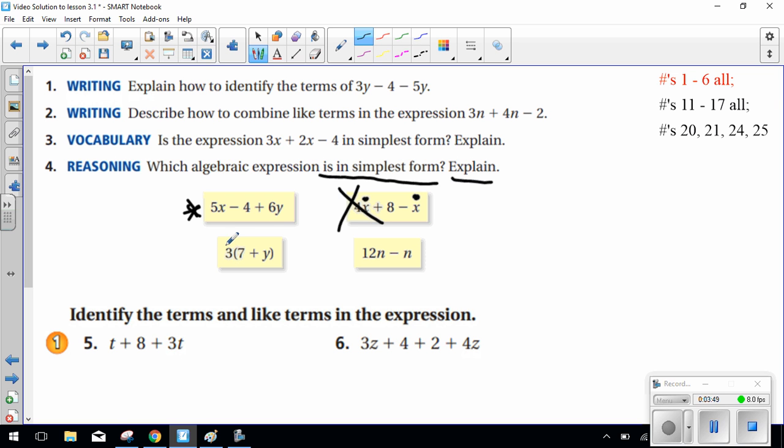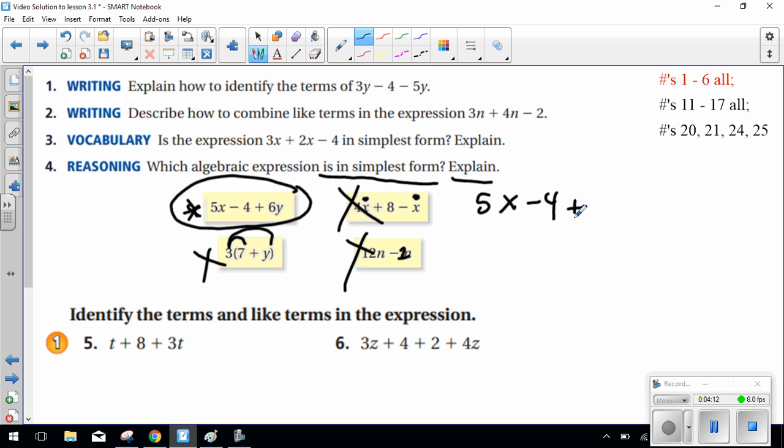Here, this is an example of the distributive property. We have to multiply everything in the parenthesis by 3. So that's not simplified because there's still more math to do. And this last one, I can take 12n and subtract 1n. So this one's not simplified. So our solution is 5x minus 4 plus 6y. How do I know? The term 5x doesn't have any other like terms. My constant of minus 4 has no other constant to be combined with. And my term 6y has no other term with a y attached to it to be combined with. So this is already in simplest form.